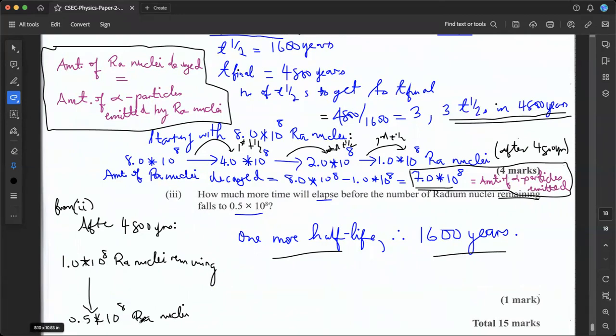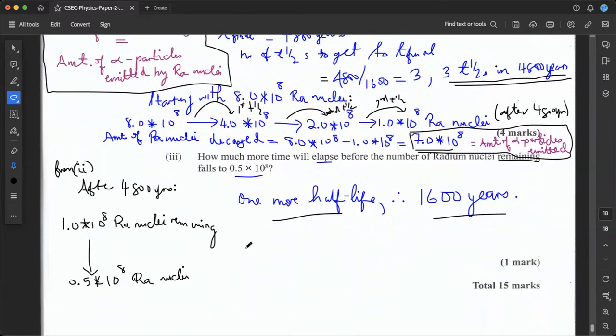So I hope that makes sense. And that will bring us to the end of this question.